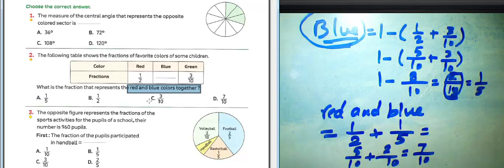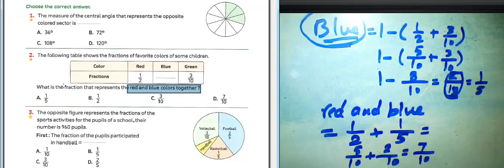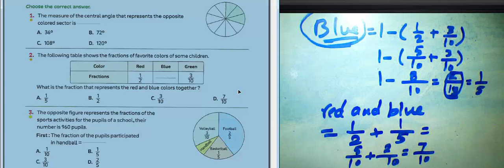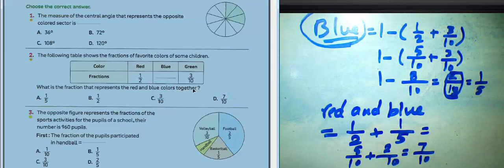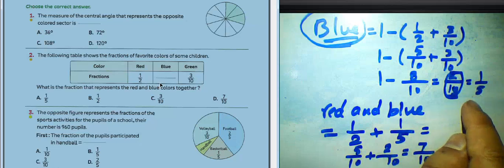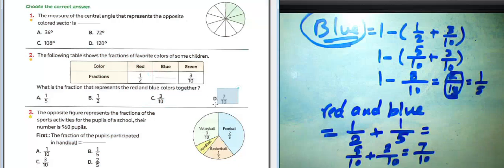So the result about question number 2, this is very important, okay? It will be 7 over 10 because he asked about what? Together. Together means the fraction about red and blue. Red is 1 over 2 and blue we get here is 1 over 5. 1 over 2 plus 1 over 5, the result will be 7 over 10. We must choose the letter D.